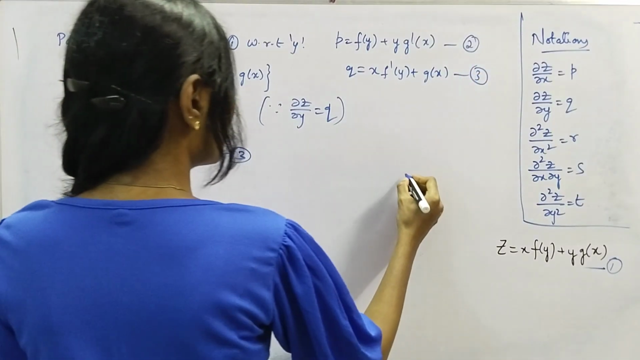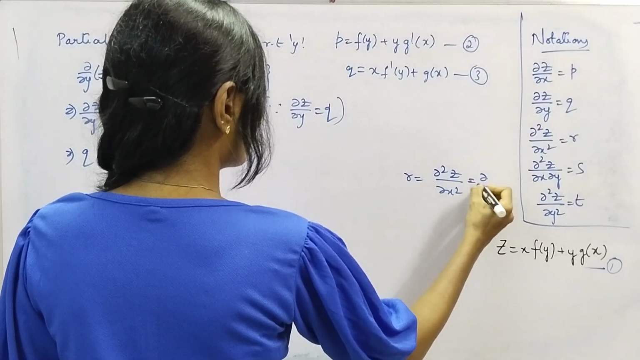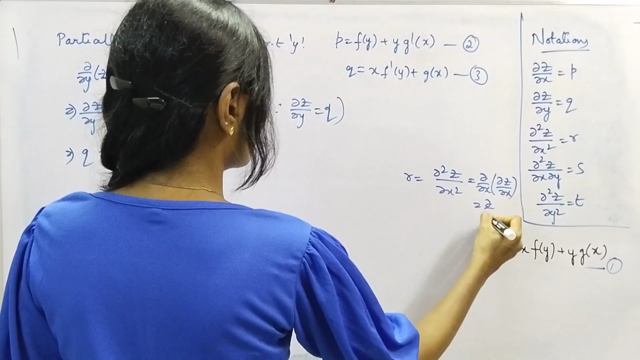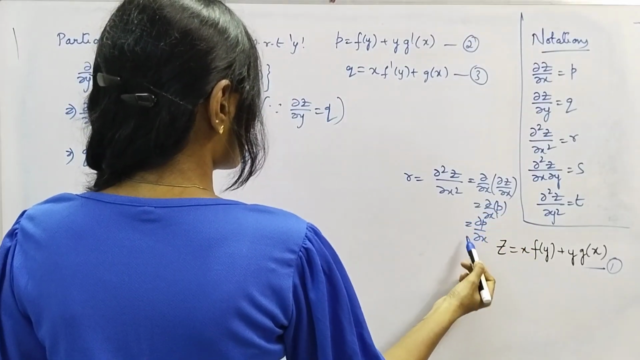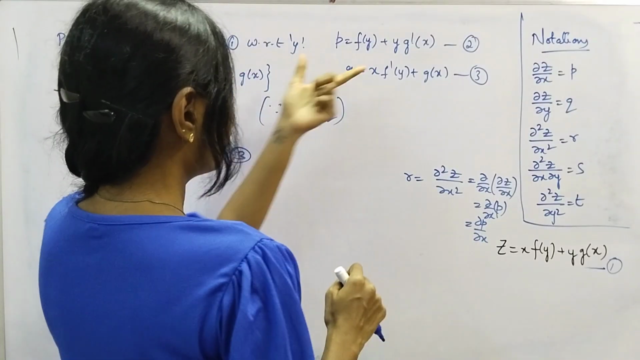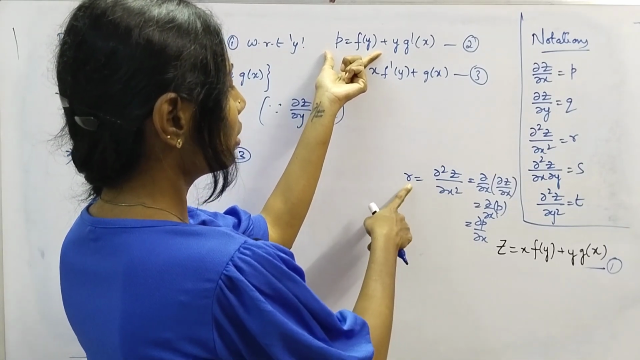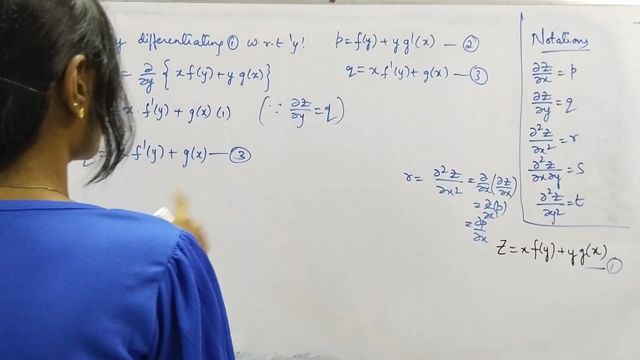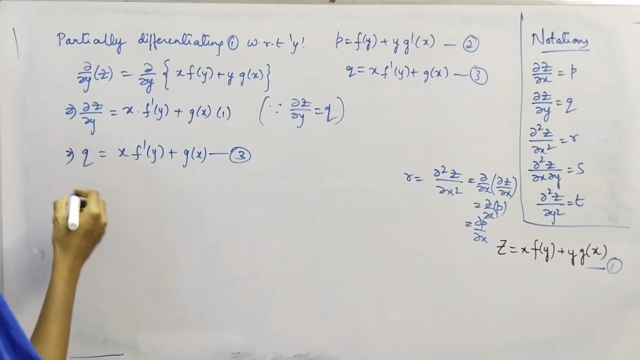We know that r is nothing but dou square z by dou x square, or we can write this as dou by dou x of dou z by dou x. Dou z by dou x is nothing but p, which gives us dou p by dou x. So dou p by dou x is nothing but r. Now pick the equation involving p and partially differentiate it with respect to x so that you'll get the equation involving r. What we are going to do now, we partially differentiate 2 with respect to x.